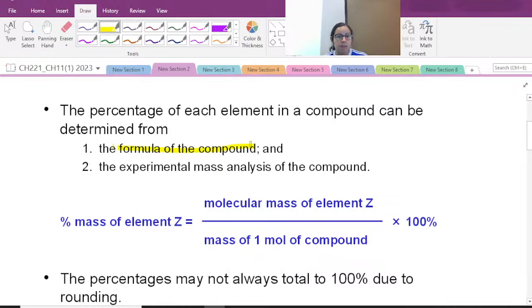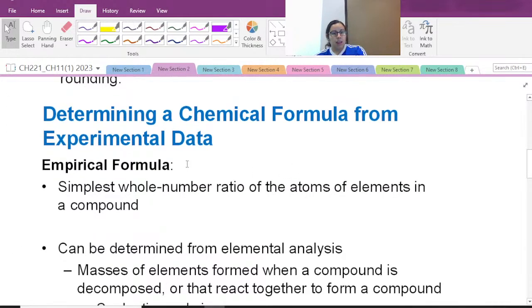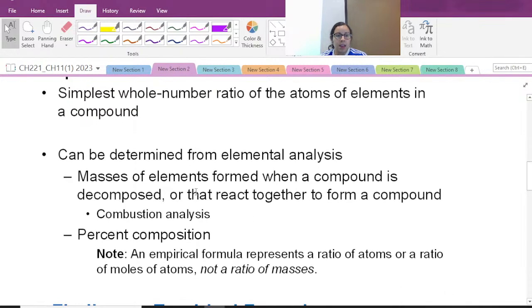So obviously, right, we have the formula, and then you get the experimental mass analysis of the compound, which we'll have to talk about how wonderful it is. And so what this is useful for is we want to, of course, get our whole number ratio of atoms from our elements in a compound. And so they mention this technique here. So it can be determined from elemental analysis. And so I just want to talk about what elemental analysis is.